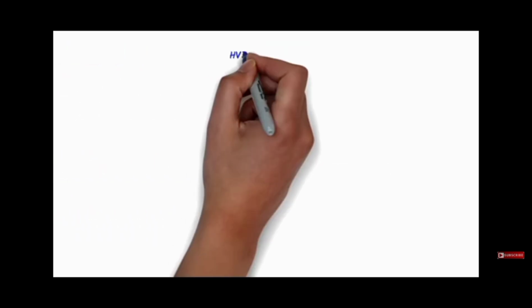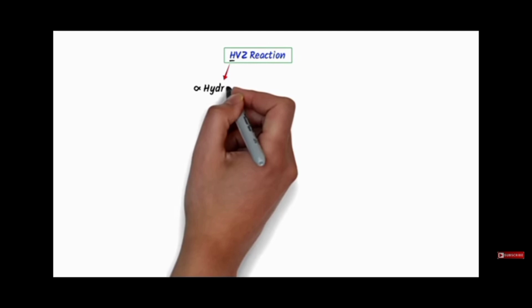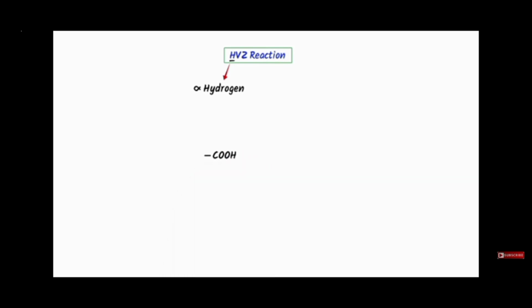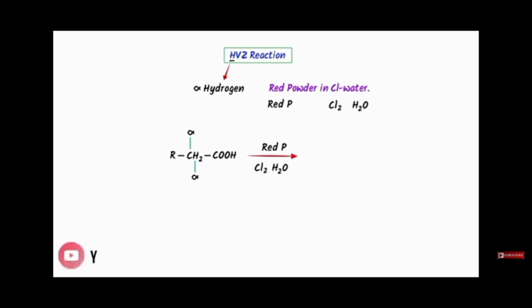Let me teach you HVZ reaction. Well, this H in HVZ always reminds me alpha hydrogen is displaced. Now what is alpha hydrogen? I write carboxylic acid group like COOH. I attach 1 carbon and 1 alkyl to it. Now this adjacent carbon is the alpha carbon. P stands for red phosphorus, Cl2 stands for chlorine gas, and water is H2O. These are the reactants of this reaction.